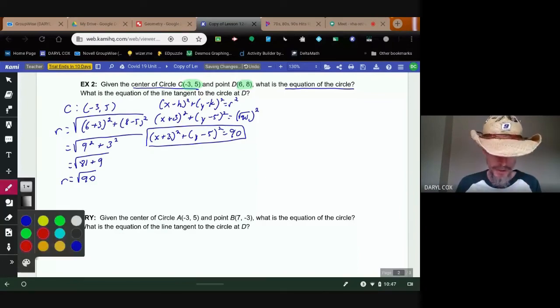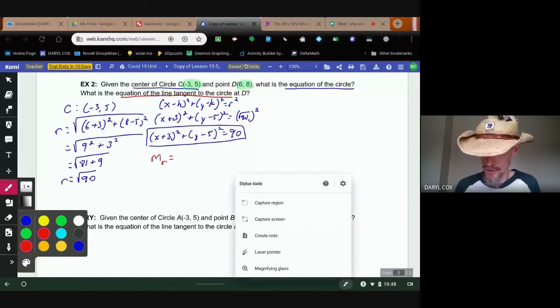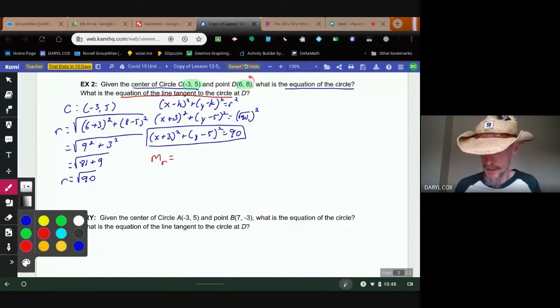The next part of this question says, what's the equation of the line tangent to the circle at D? So here, to get the equation of the line tangent, I need, first of all, the slope of the radius. So let's start there. Slope of the radius. So that's between the 2 points, C and D.